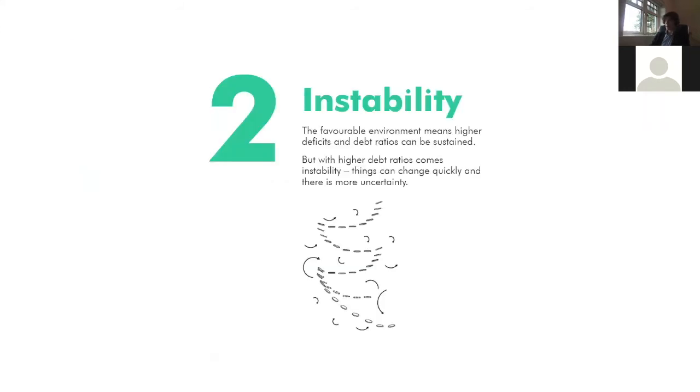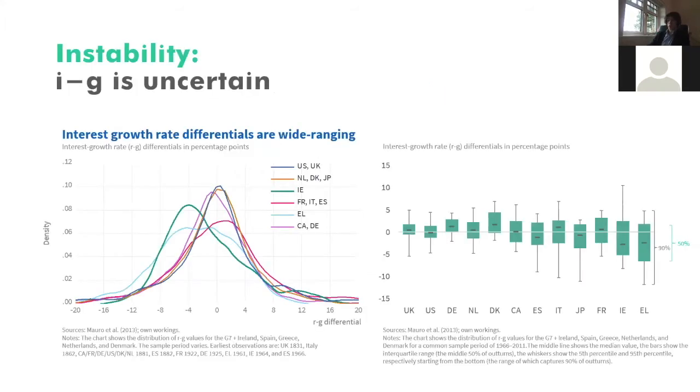So the second argument we make is that this is all very good. It means we can sustain higher deficits and debt ratios, and it means we should see a fast pace of decline. But there's instability here. If you look at the factors that are important for how debt accumulates and evolves, one of those things is the I minus G distribution that you have.